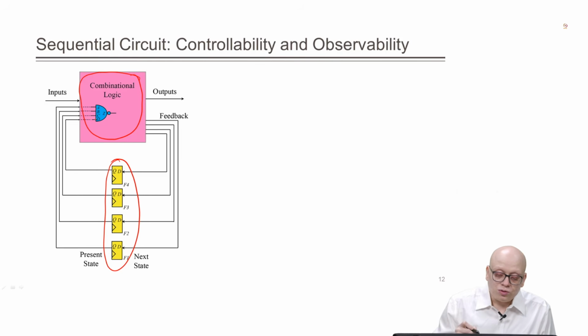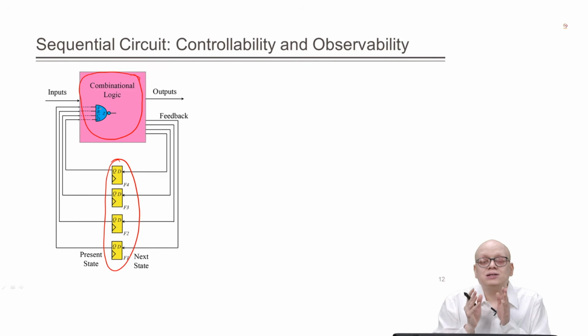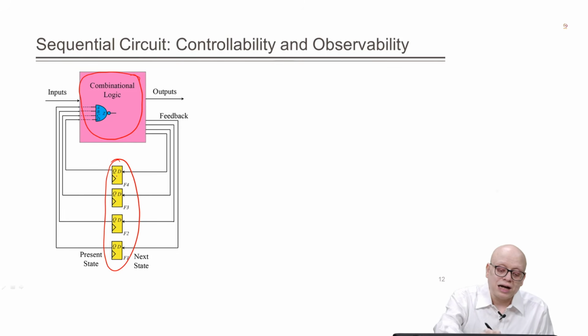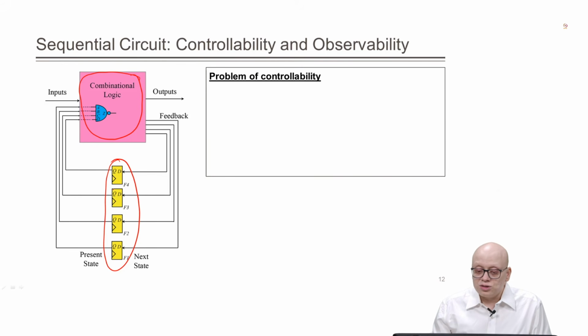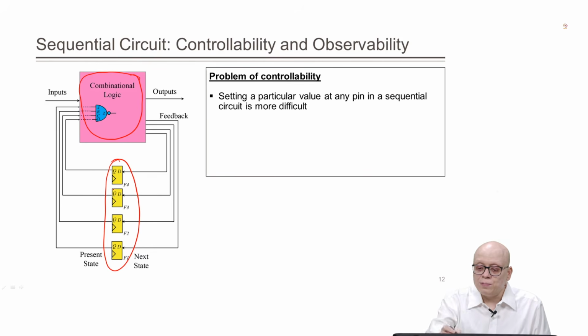Now, when we want to apply test patterns to our combinational circuit elements or components, we must produce the correct set of values at the output of the state elements. The difficulty in applying correct values at the output of the state elements is the problem of controllability. Setting a particular value at any pin in a sequential circuit is more difficult than in a combinational circuit.